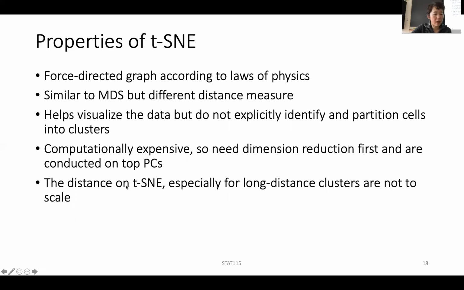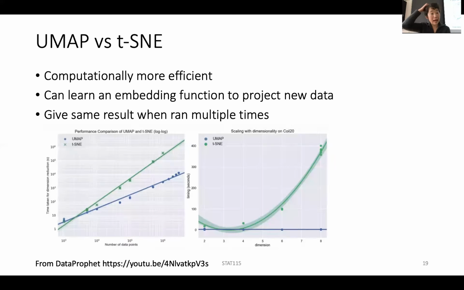So one property of t-SNE is that the distance for the close by points is important. That relationship is maintained, but the distance for the far away clusters is not really to scale. You just know that they're kind of distinct. Last year, we just talked about t-SNE, but this year, I think more and more people are using a new machine learning algorithm called UMAP. There are a lot of properties that are similar to t-SNE, but there are some small differences.